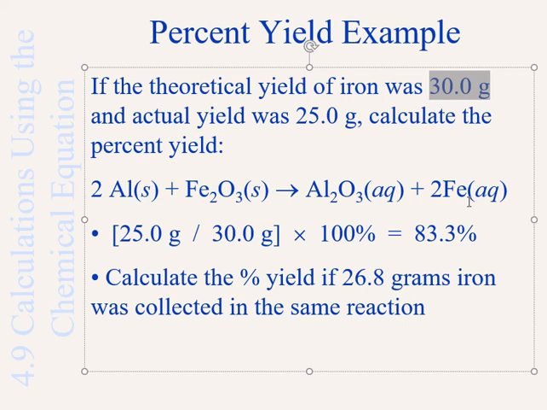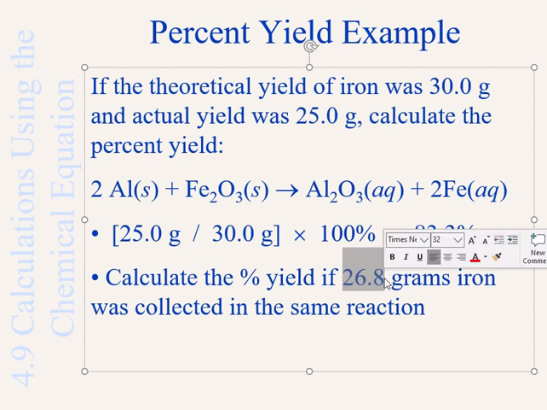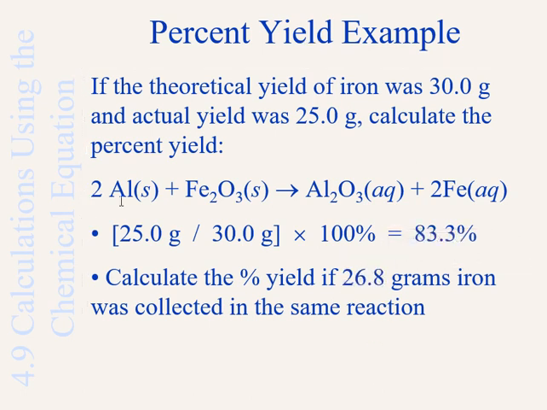And the actual yield turned out to be 25.0 grams. Calculate the percent yield. So 25.0 grams divided by 30.0 grams times 100 gives you a percent yield of 83.3%. Calculate the percent yield if 26.8 grams of iron was collected in the same reaction. Perhaps somebody else did it and they were able to produce more iron. Then what's the answer? 26.8 grams divided by 30.0 times 100, whatever percentage you get there would be your percent yield in that case.